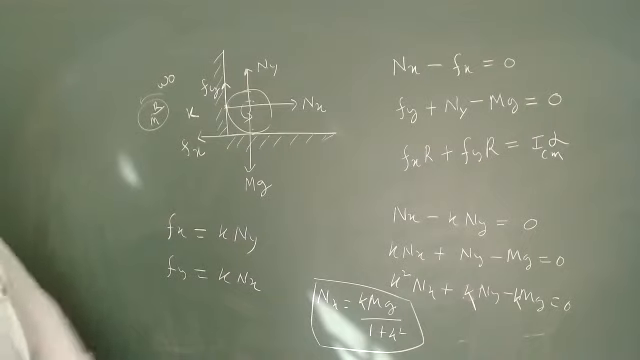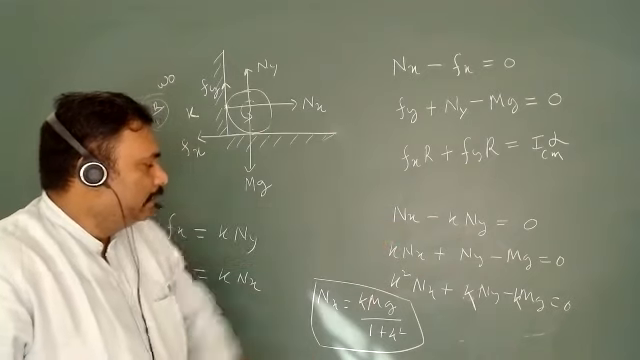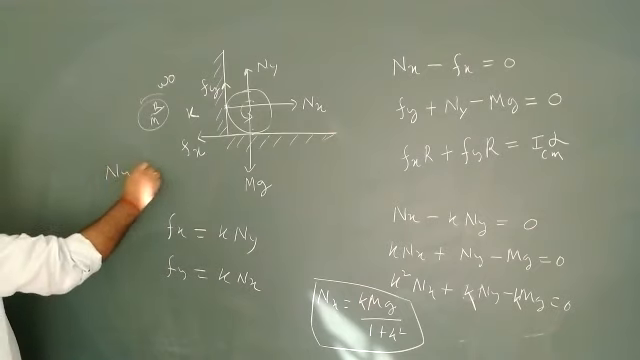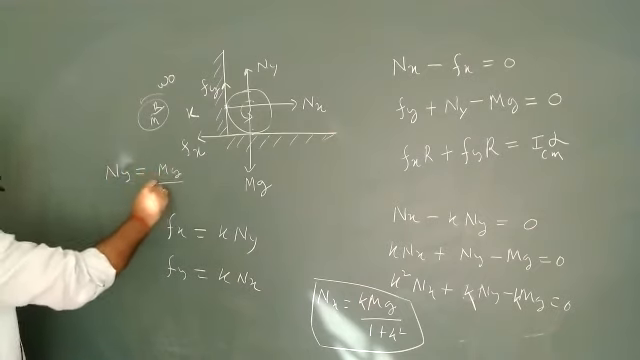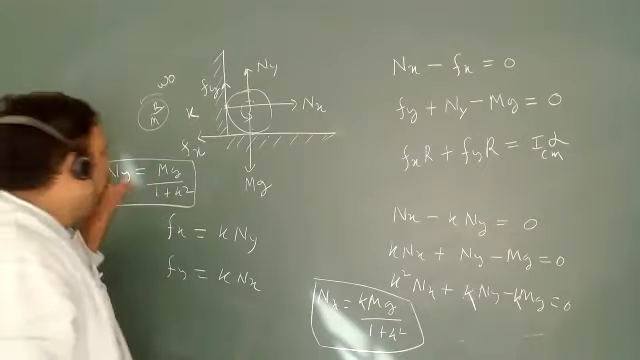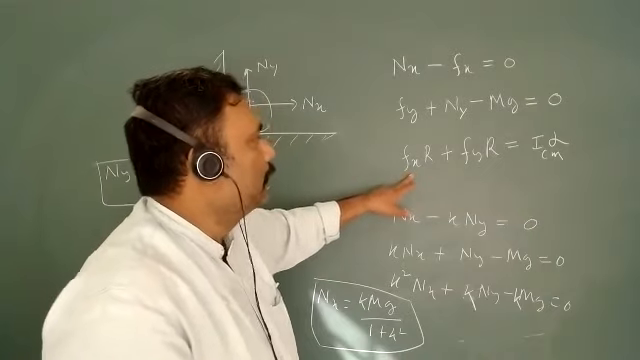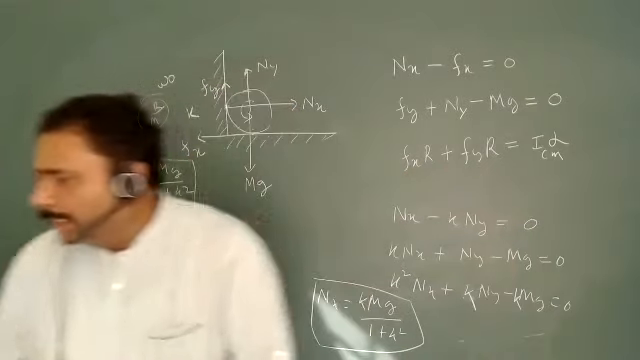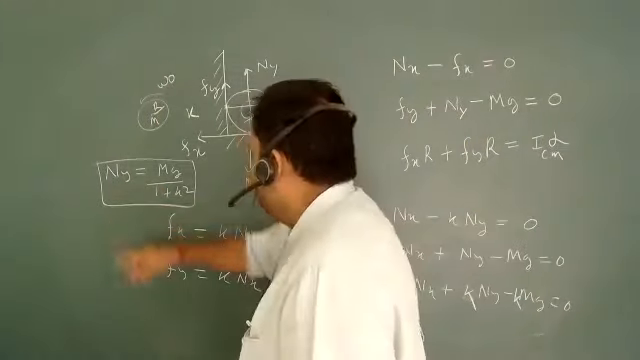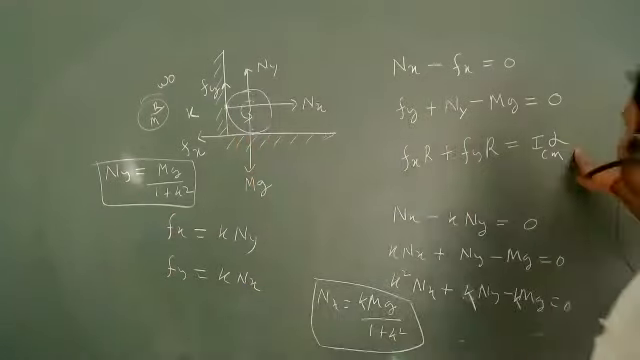Similarly, I can get the value of Ny. Okay, so I will put the value of Nx here, and I can get the value of Ny. So what is Ny? Ny is equal to Mg by 1 plus K square. So these are the normals. Now we can get the value of Nx, we can get the value of Ny, and we have the value of the friction force, and we can easily calculate the value of alpha from here. Because once we get the value of Ny and Nx, that means I get the value of Fx and Fy. That means I can get the value of alpha.